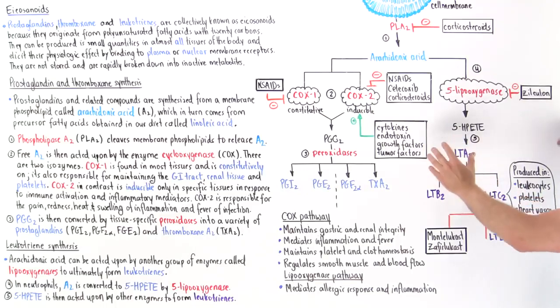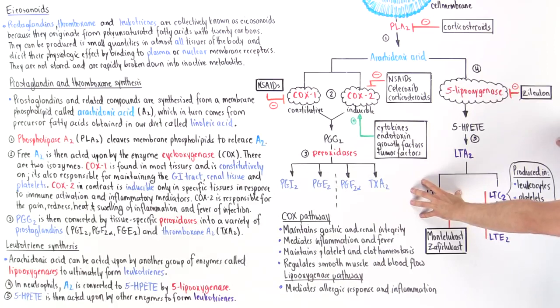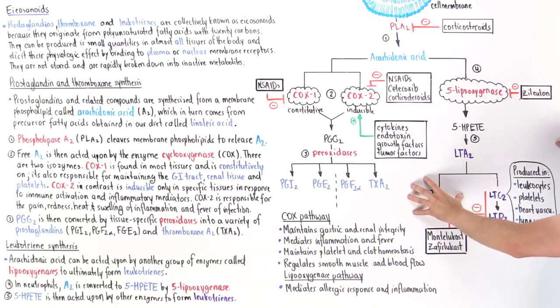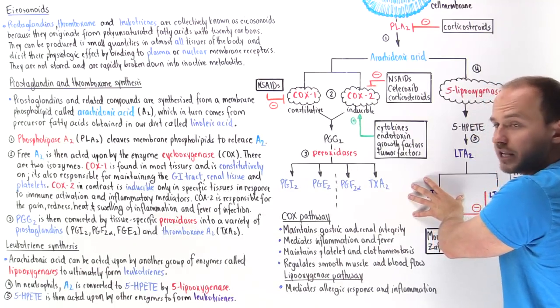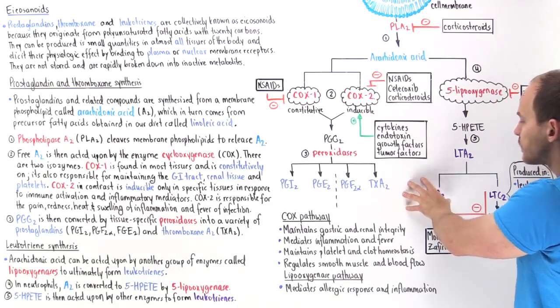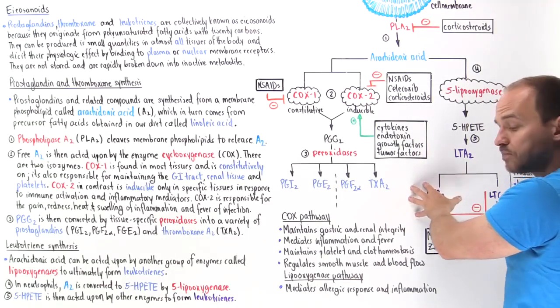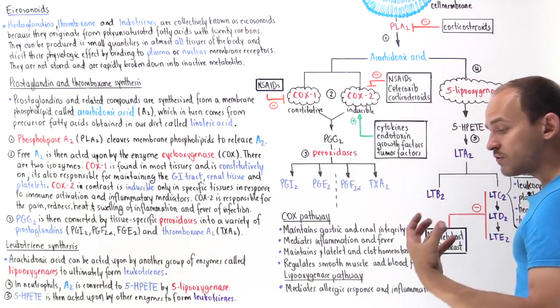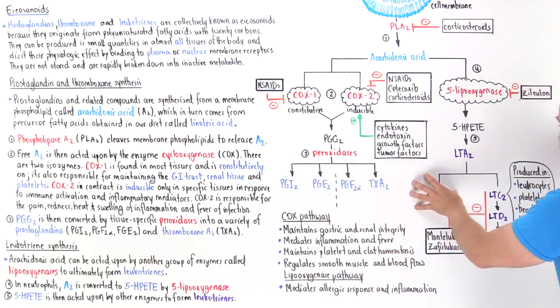From leukotriene A4, we form leukotriene B4. What leukotriene B4 does is it increases the ability of leukocytes to adhere to the endothelium of blood vessels. It increases chemotaxis of neutrophils, and it also does some other things. It, for example, stimulates enzymes to be released from the lysosomes inside the cells.